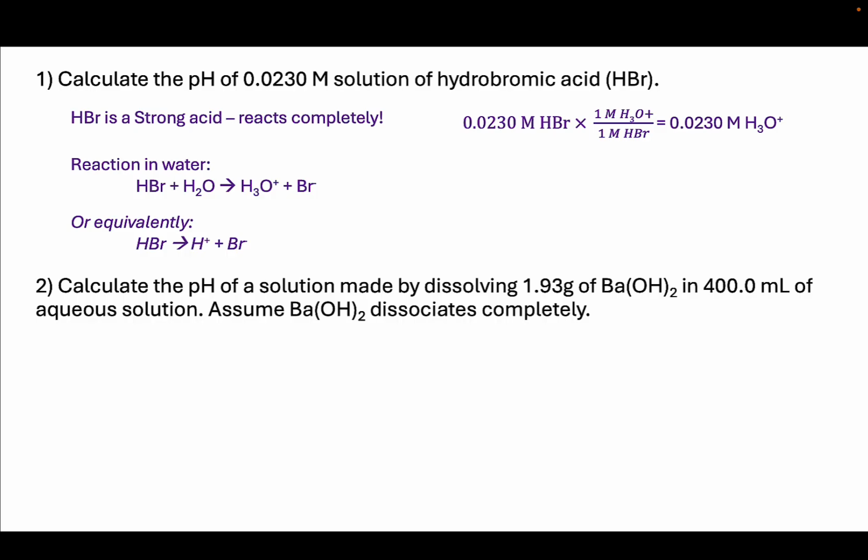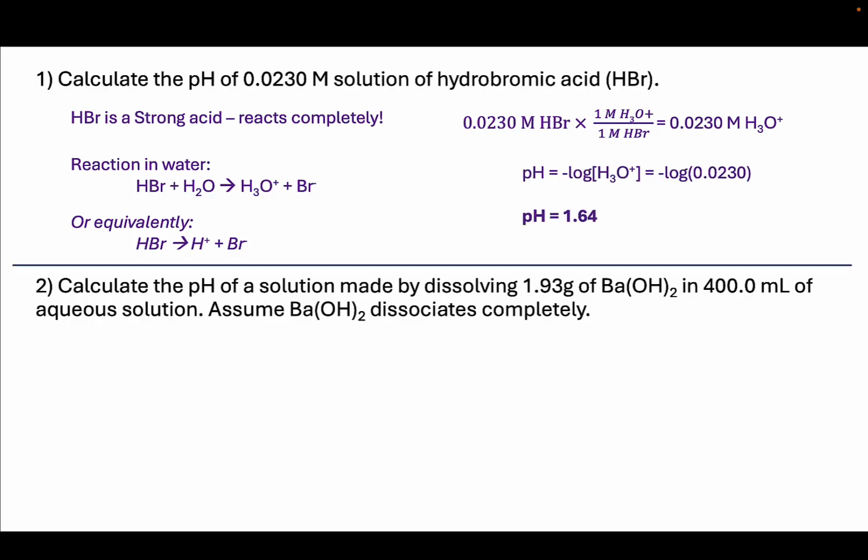With this in mind, what we're really after when it comes to pH is the hydronium concentration, the H3O plus. If we know that it's 0.0230 molar HBr, we can convert this to the amount of hydronium. They're equimolar because it reacts completely, so it's 0.0230 molar H3O plus. Still good to put this out explicitly. pH is the negative log of this concentration, which we get as 1.64.